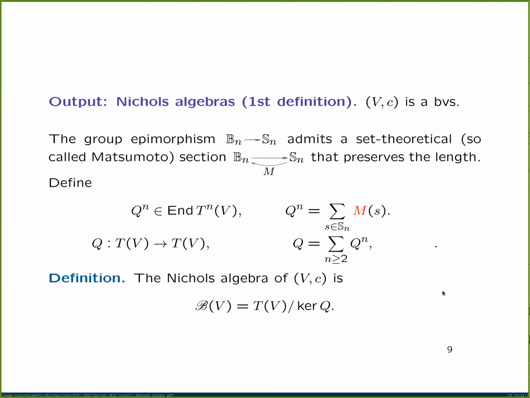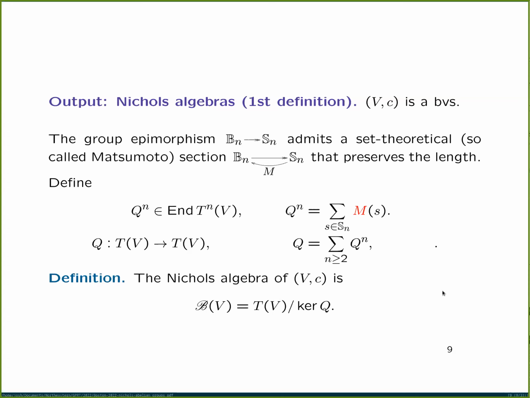Okay, now I take a braided vector space, which I do not assume anymore is a symmetry. The only thing I assume is this equation: C tensor identity, identity tensor C, C tensor identity, equal to the same in the different order. And for that, I will define the Nichols algebra in the brutal, simplest way, and then I will give two more definitions.